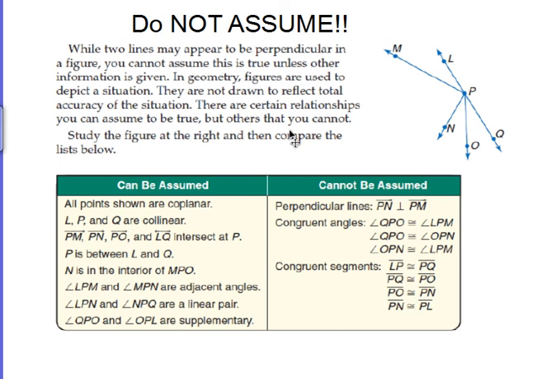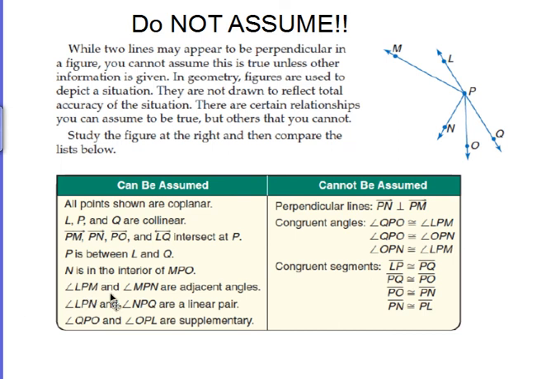What can you safely assume? All points shown are coplanar. Correct. Collinear. What's collinear mean? That means that they actually share. They're in the same line, or they share the line. They make a line, basically. Ray PN, Ray PM, excuse me, Ray PN, Ray PO, Line LQ intersect at point what? P. That is true. All of them meet basically, or end and continue from point P.